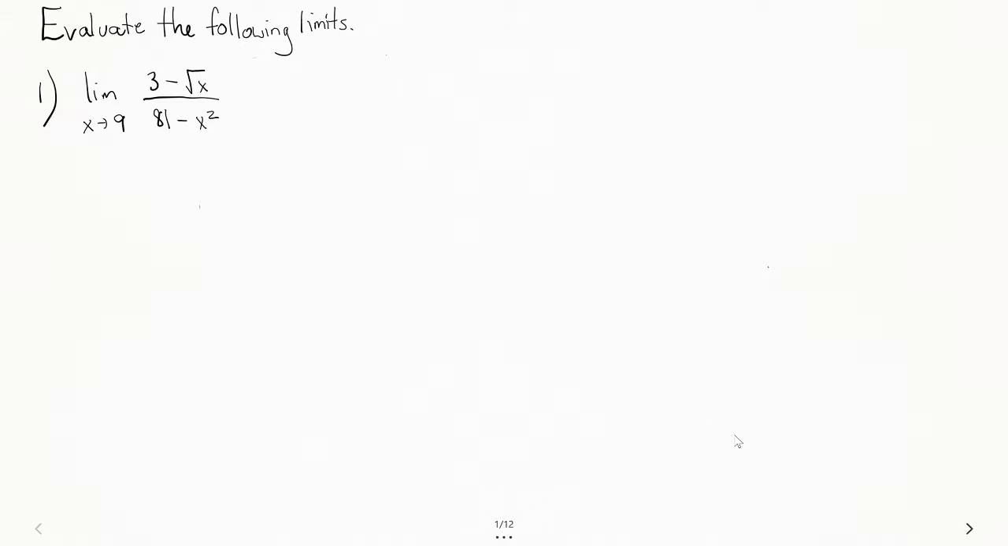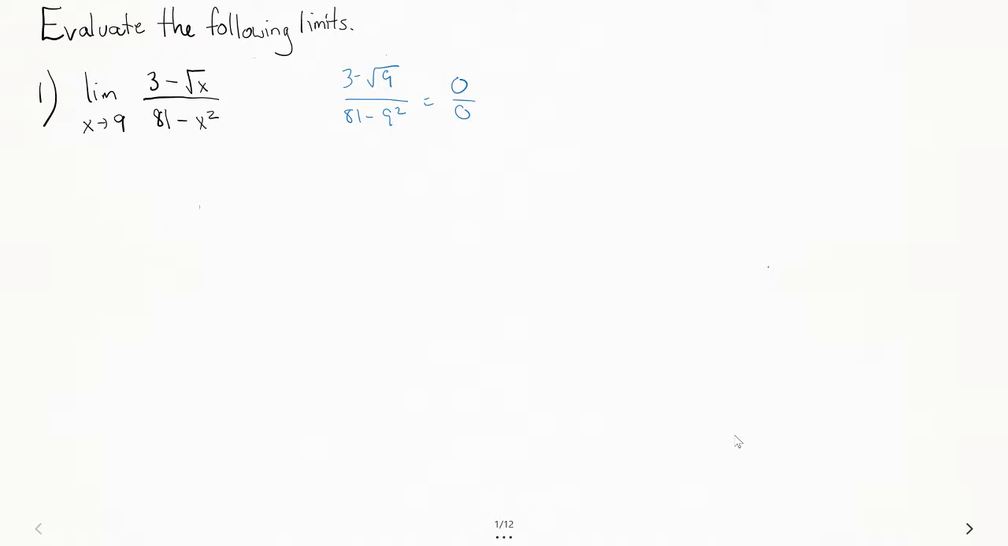Well, the first thing you should always try is plug in. And so if we plug in, we get 3 minus the square root of 9 all over 81 minus 9 squared, which equals 0 over 0. And now I've seen quite a few people ask, does this mean that it just doesn't exist, or is it going to a certain number, or what's actually happening? Well, when you have 0 over 0, that's what we call an indeterminate form. That being an indeterminate form means we don't have enough information. So we're going to need to work with the problem a little bit.